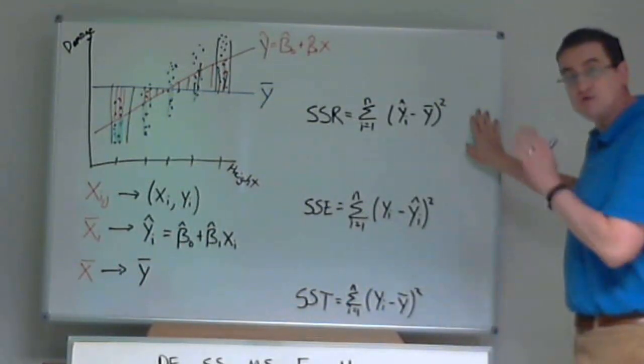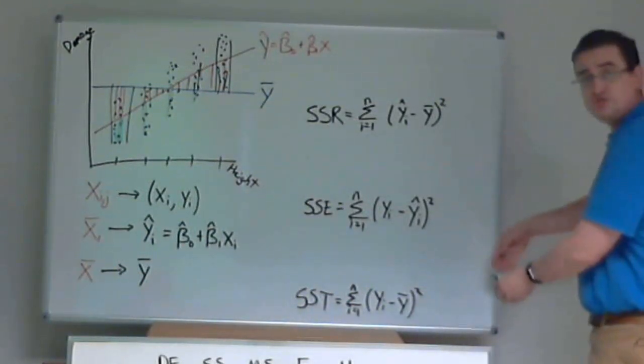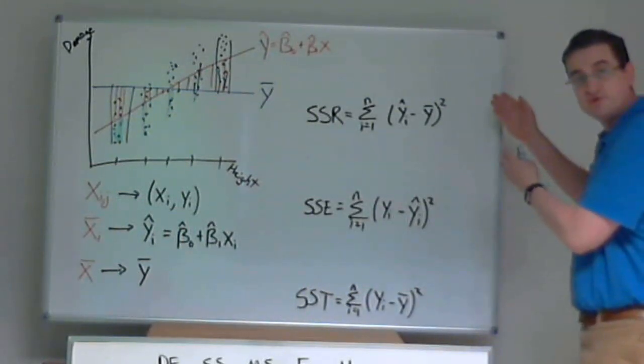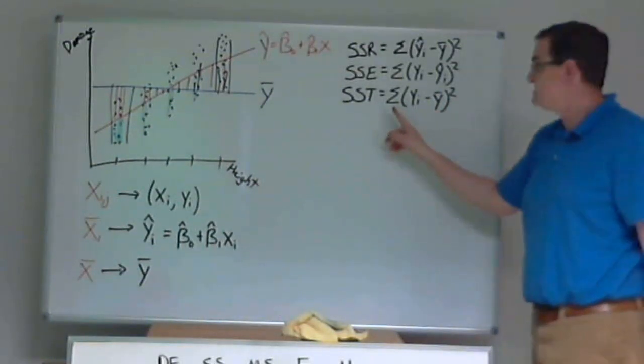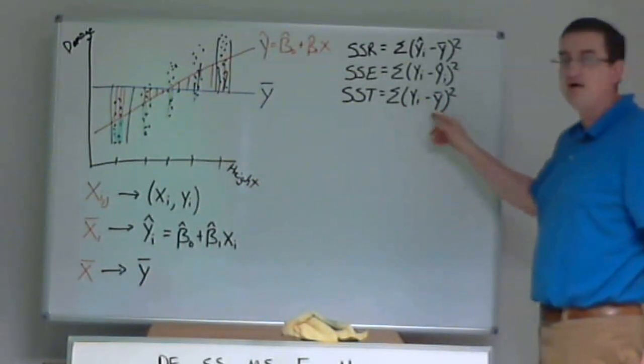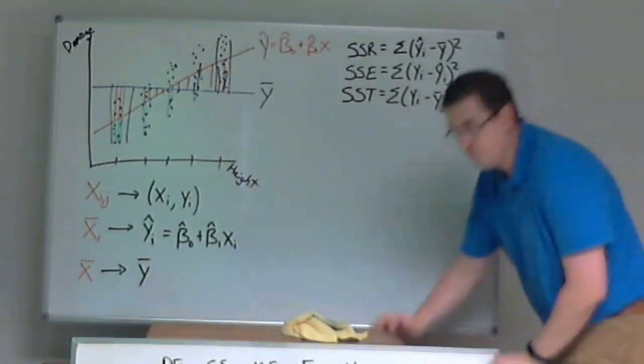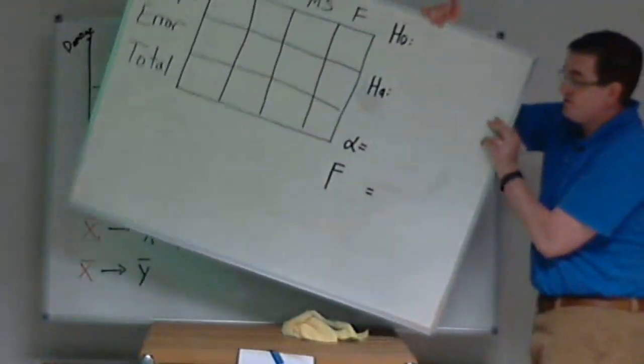Before I move them onto the ANOVA table, I want to shift them up so I have a little more room on this board. And I'm getting a little lazy. I'm not putting the i equals 1 to n because this is just sum across all the data points, yi minus y bar, okay? We are ready to look at our ANOVA table.